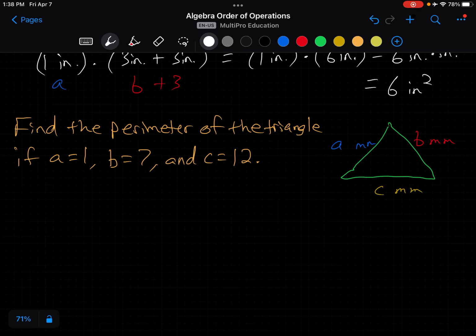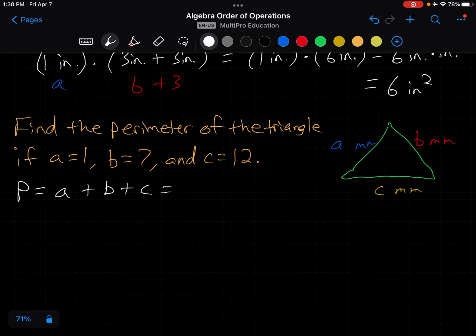Whoa, we got a problem here. How do we find the perimeter? The perimeter is the length of all three sides added together. So, perimeter, which we'll designate as P, is equal to A plus B plus C. Oh, so that's how we do this.